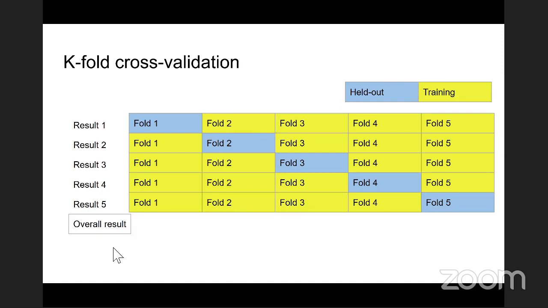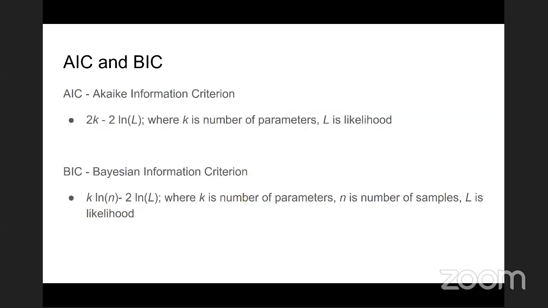So this is remedied. The idea of simplicity of the model is remedied by two different measures. One is AIC, the Akaike information criterion. AIC was the name of a statistician who proposed this, and the other is the Bayesian information criterion. Both are quite similar.